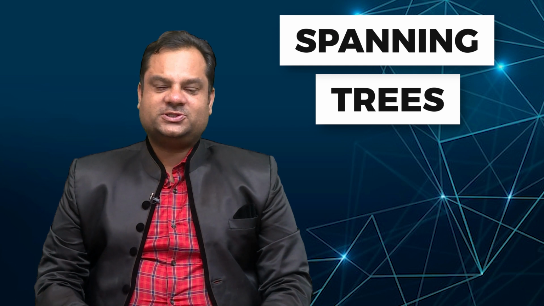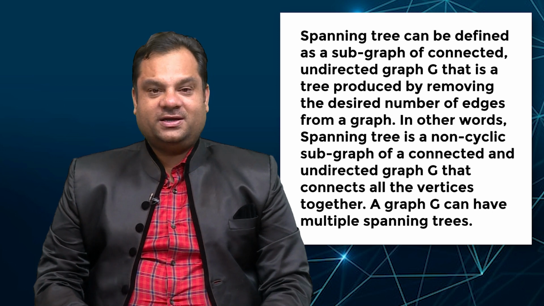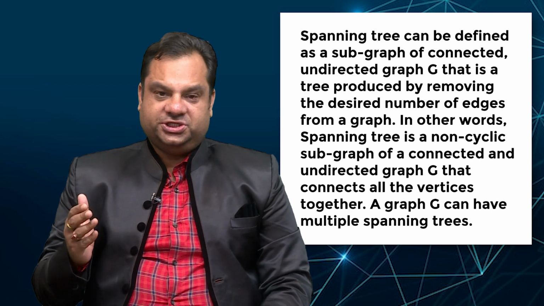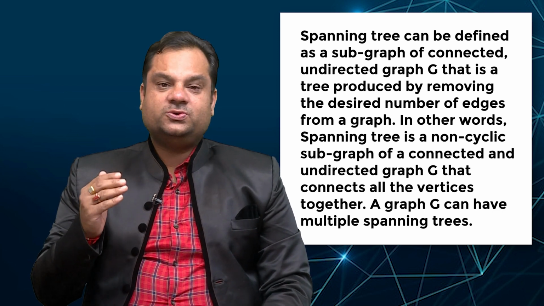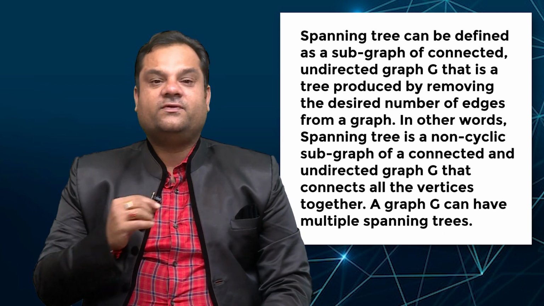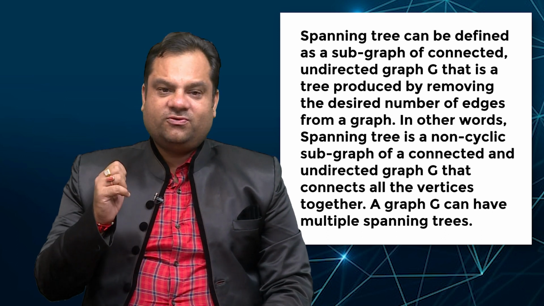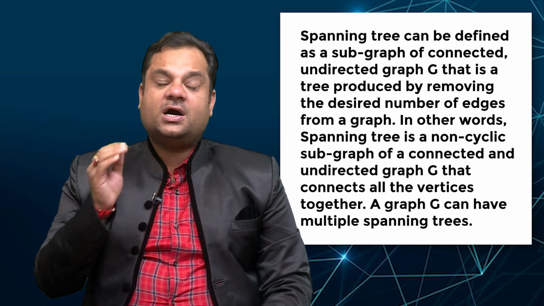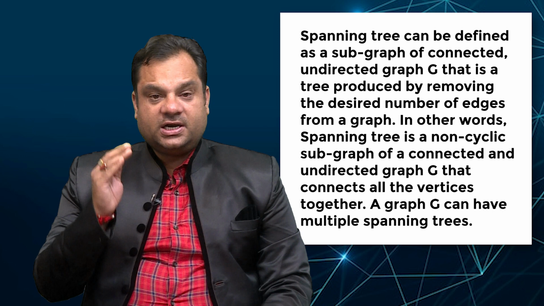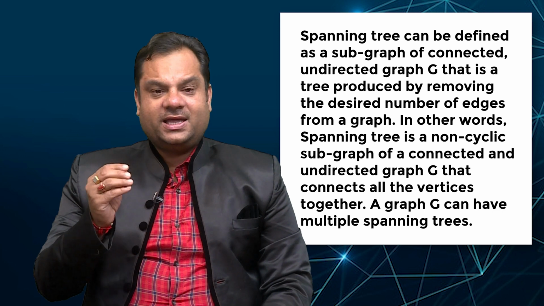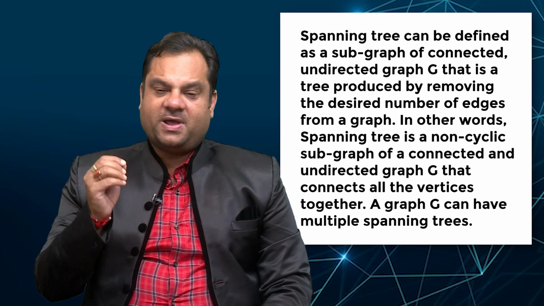In today's tutorial, we discuss spanning trees. A spanning tree can be defined as a subgraph of a connected, undirected graph G that is a tree produced by removing the desired number of edges from a graph. In other words, a spanning tree is a non-cyclic subgraph of a connected and undirected graph that connects all the vertices together. A graph can have multiple spanning trees.